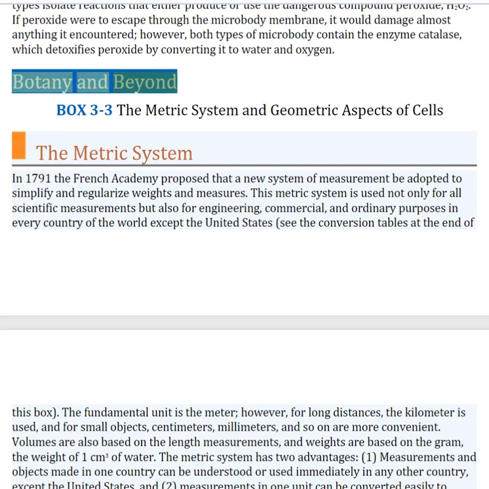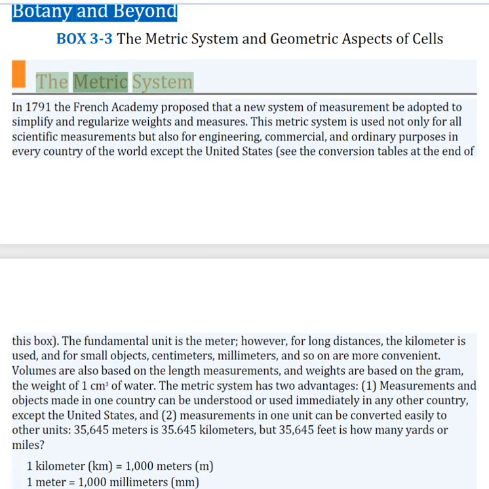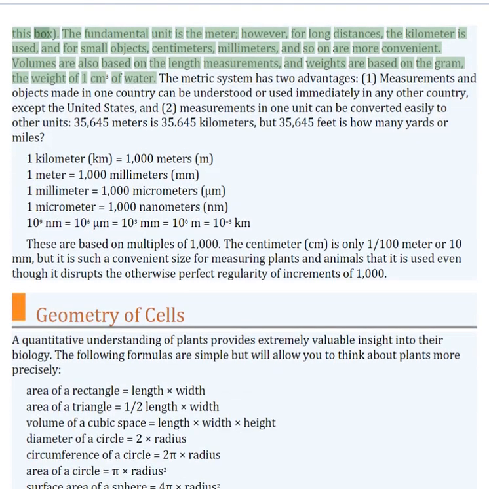Botany and Beyond. Box 3-3: The metric system and geometric aspects of cells. The metric system. In 1791, the French Academy proposed that a new system of measurement be adopted to simplify and regularize weights and measures. This metric system is used not only for all scientific measurements but also for engineering, commercial, and ordinary purposes in every country of the world except the United States. See the conversion tables at the end of this box.